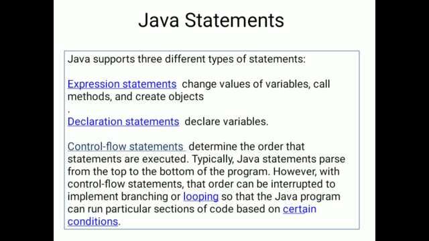Then control flow statements determine the order that the statements are executed. Java statements parse from top to bottom of the program. The control flow statements show the order in which the control is moved from one part of the program to another. There are many different types of control flow statements.